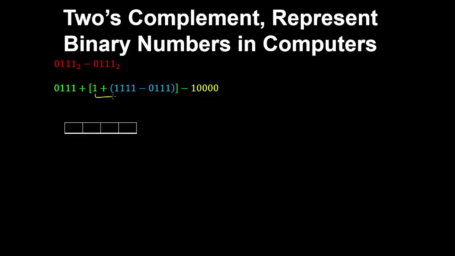Recall that we could use a 2's complement to perform a binary subtraction. Now suppose we wanted to subtract 7 here from itself, then that's the same thing as adding the 2's complement, and the 2's complement is basically just flipping those bits and adding 1. So what we get is 1, 0, 0, 1.